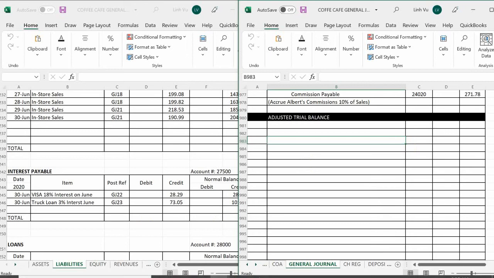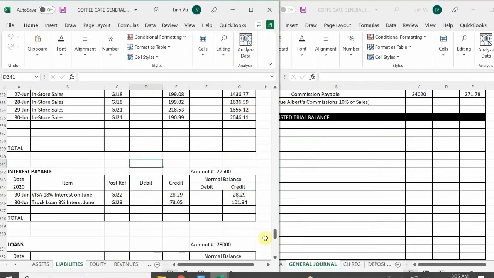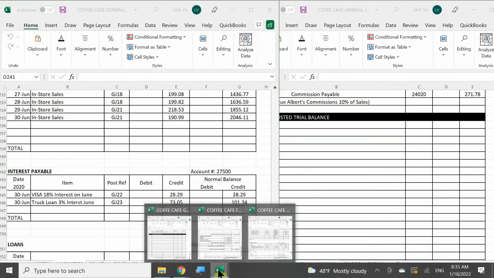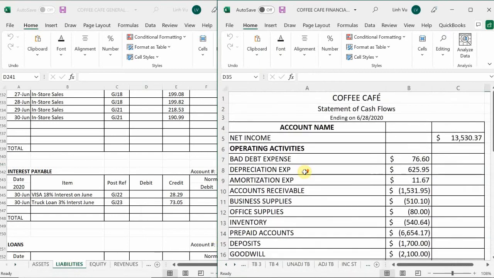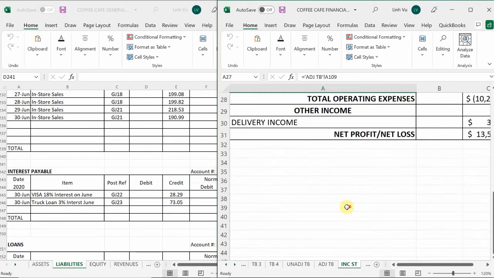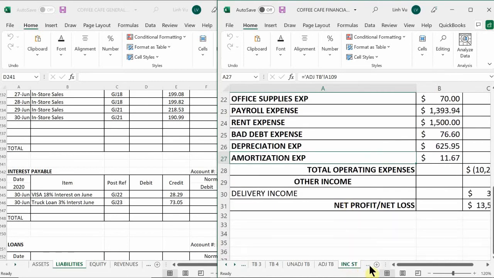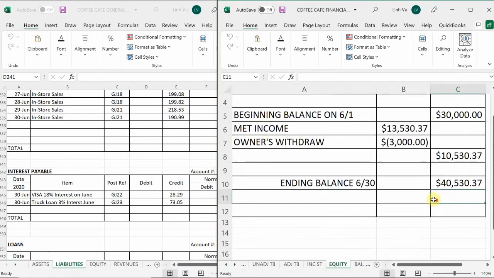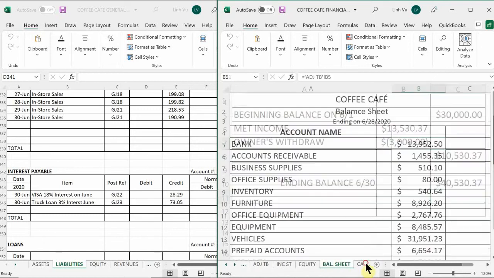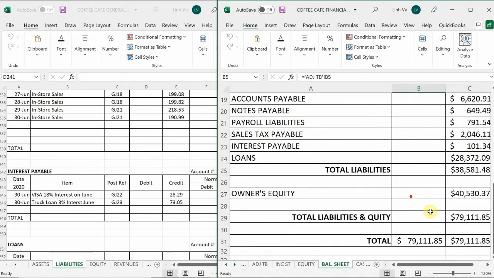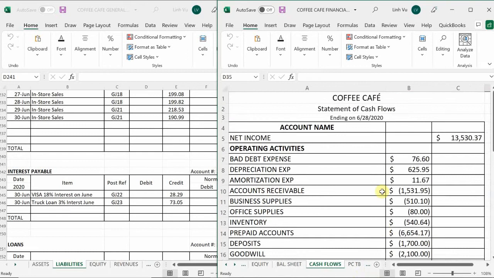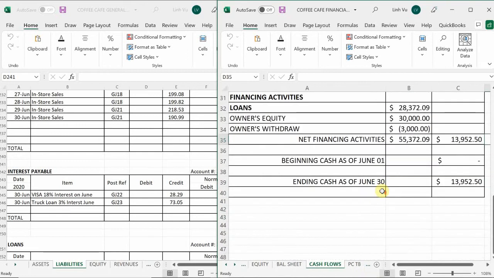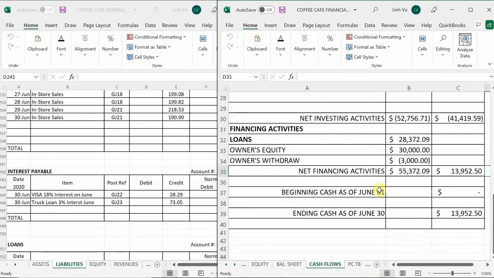Last week, we completed the financial statements. We completed the income statement, and we got a profit. We did the statement of equity, in which we increased our equity. We did the balance sheet, which panned out evenly. And last but not least, we also did the statement of cash flows, which in this case were also successful.